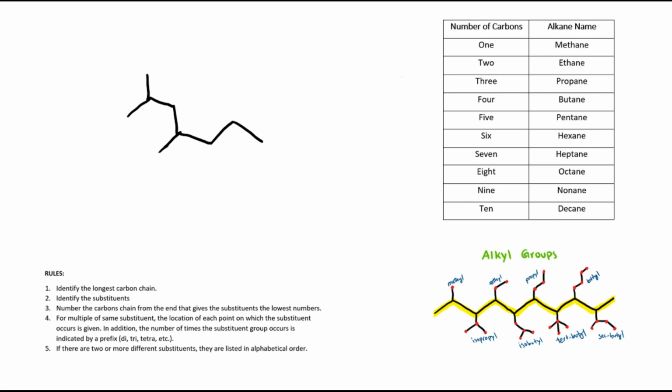Okay, let's name this alkane. There are a few continuous carbon chains here, but the one that's highlighted is the longest continuous carbon chain. This has 1, 2, 3, 4, 5, 6, 7 carbons, which is heptane. This alkane also has 2 methyl groups.